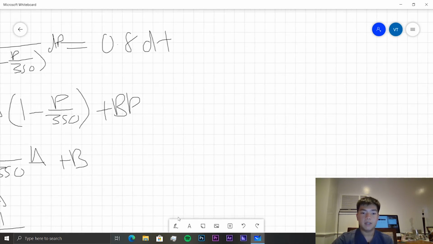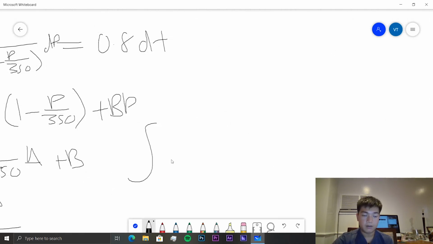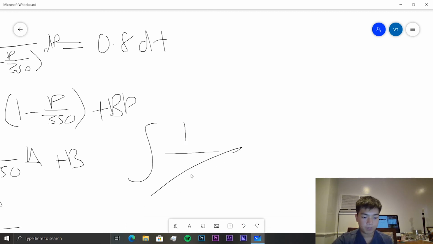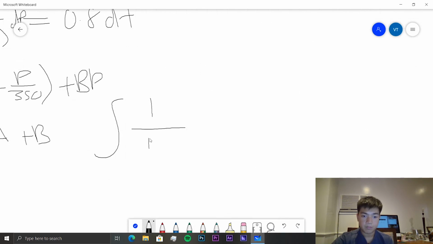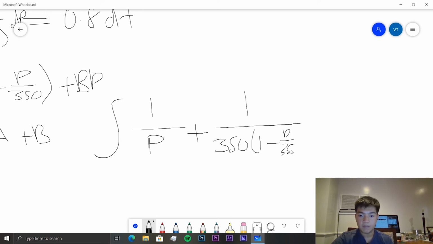So we have the integral of 1 over p plus 1 over 350 times 1 minus p over 350. So this is equal to 350 minus p.